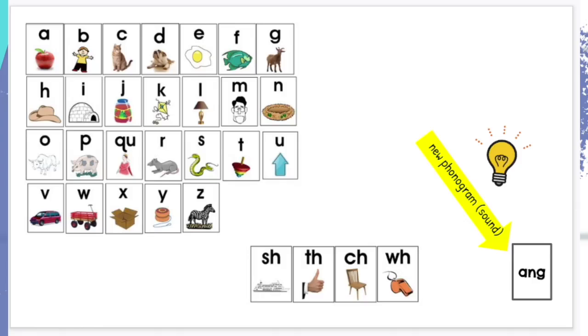C, cat, K. D, dog, D. E, egg, E. F, fish, F. G, goat, G. H, hat, H. I, igloo, I. J, jam, J. K, kite, K.